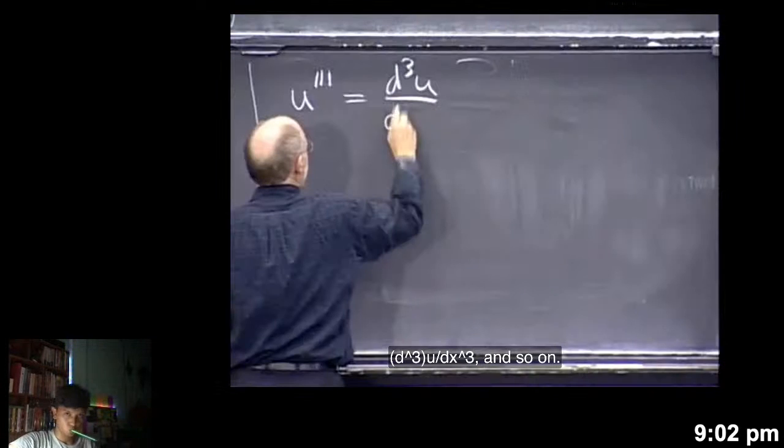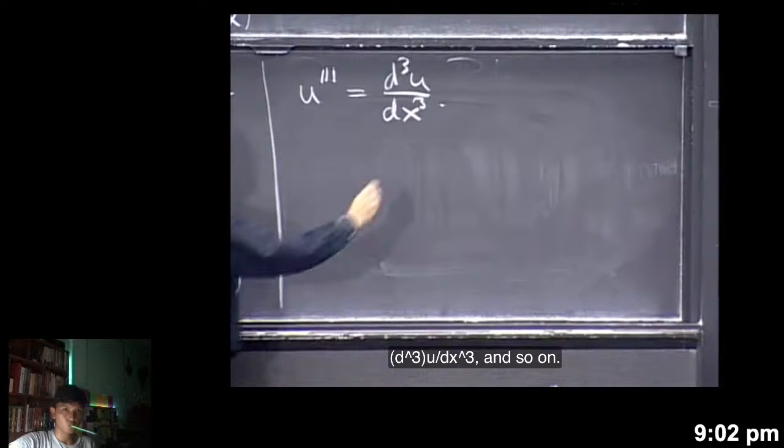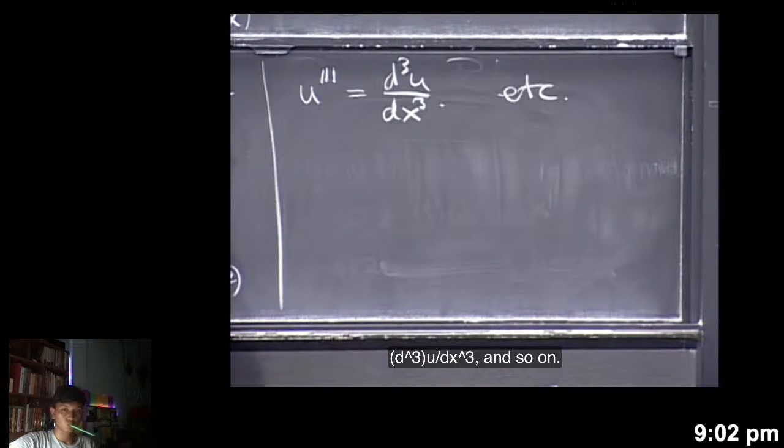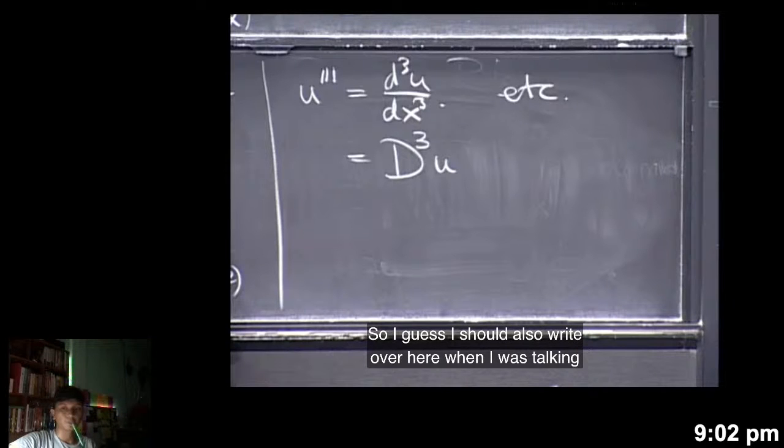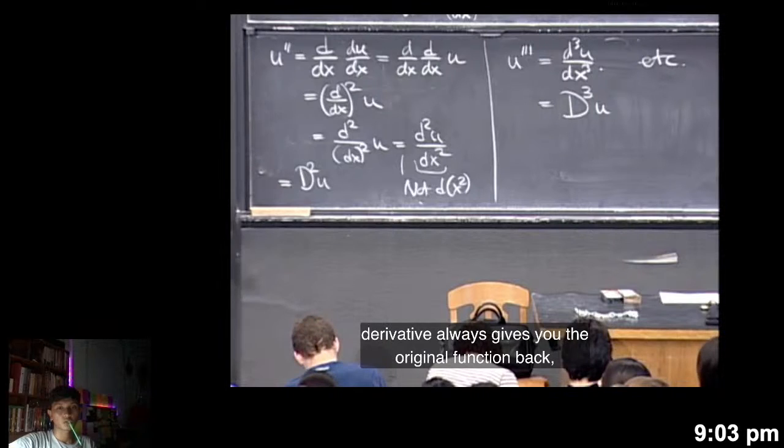Sorry? Somebody's talking. Yes, absolutely. Or an equally good notation is to write the operator, capital D, done 3 times to u. Absolutely. So I guess I should also write over here when I was talking about d squared, the second derivative. Another notation is D squared. So the question is whether the fourth derivative always gives you the original function back, like what happened here. No, that's very, very special to sines and cosines.